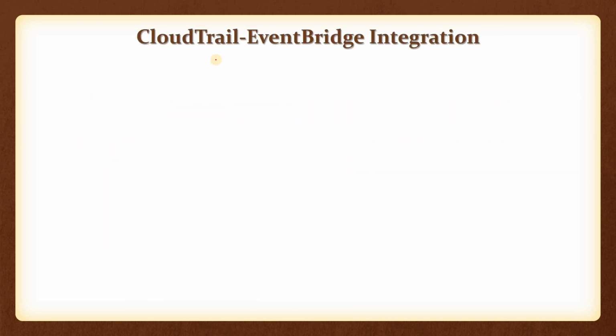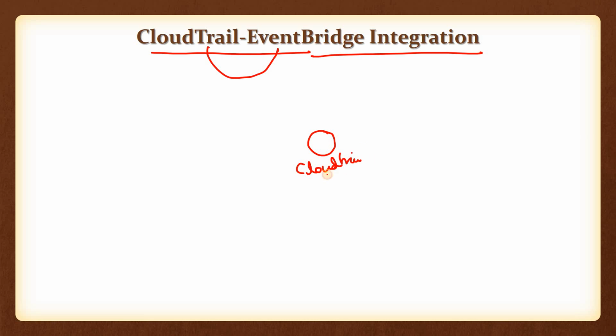Now here we will try to understand one very popular integration, and that is the CloudTrail EventBridge integration. Let us try to understand why I have picked these two services. Suppose this is our CloudTrail. It is capturing all sorts of API events from different locations, right? And we have EventBridge. Why do we use EventBridge? Mostly to trigger some AWS service when some event occurs, right?